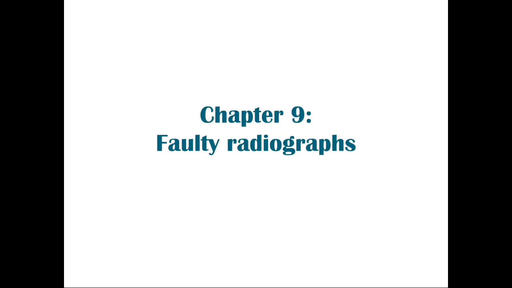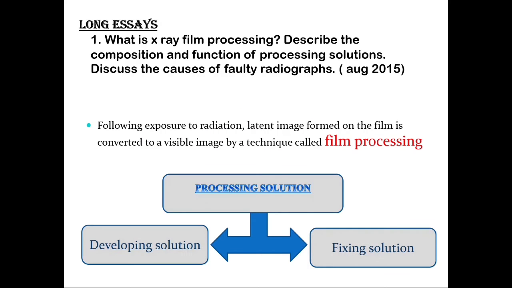The next chapter is about faulty radiographs. Under faulty radiographs, the first question that can be asked is, what is X-ray film processing? Describe the composition and function of the processing solutions, and then discuss the causes of faulty radiographs. I'll be explaining the first part of the question in the further slides. Here I've just mentioned the processing solutions, that is the developing solution and the fixer solution.